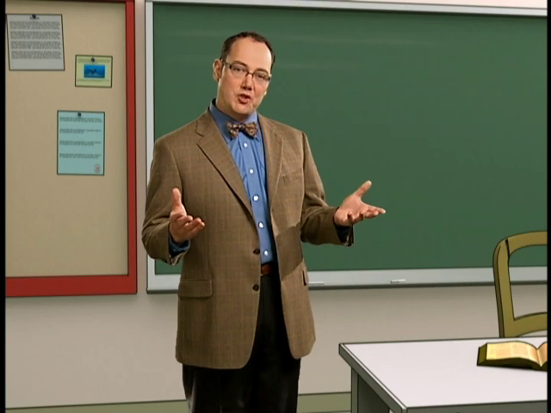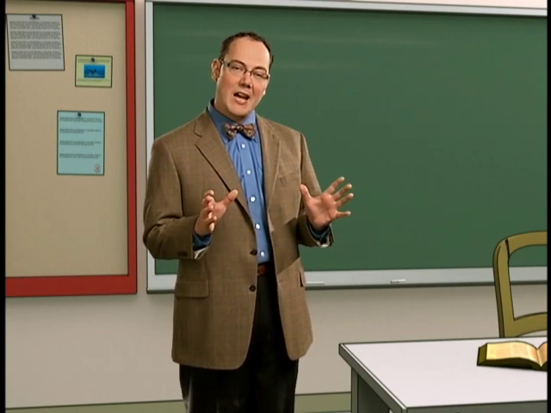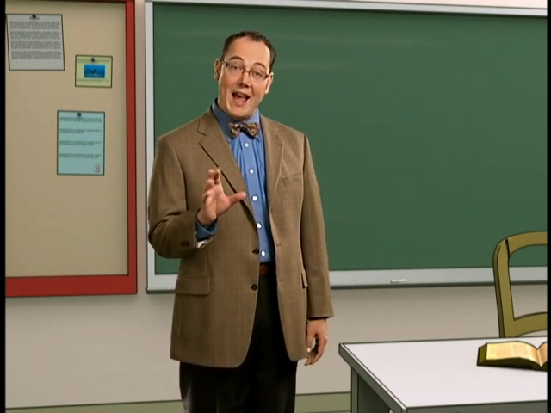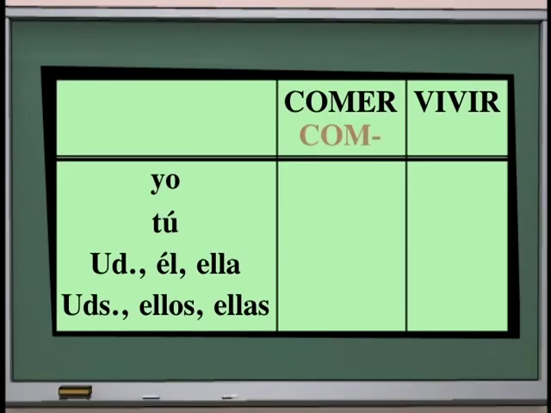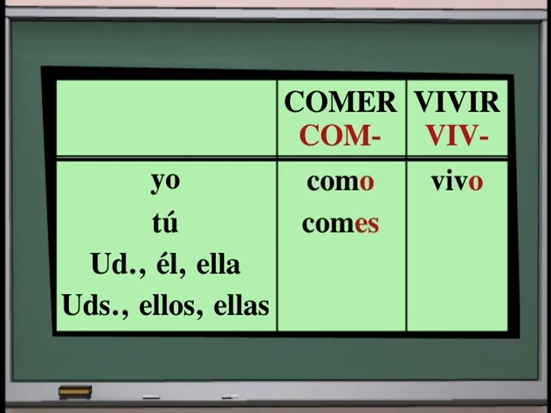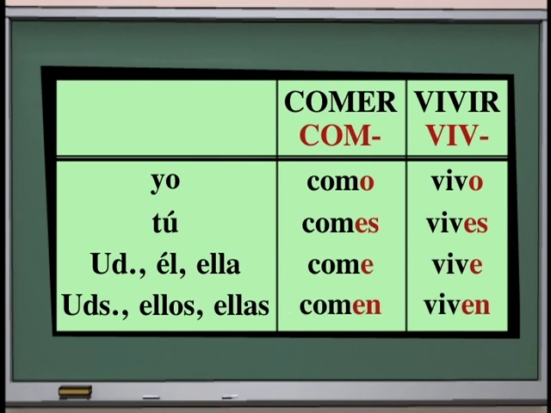Now on to the ER and IR verbs, or the second and third conjugations. ER and IR verbs share many of the same endings. Let's compare an ER verb, comer, and an IR verb, vivir. The stem of comer is C-O-M. And the stem of vivir is V-I-V. Now, let's conjugate. Como, vivo. Comes, vives. Come, vive. Comen, viven. The regular ER and IR verbs have exactly the same endings in the first, second, and third person singular, and in the third person plural forms.